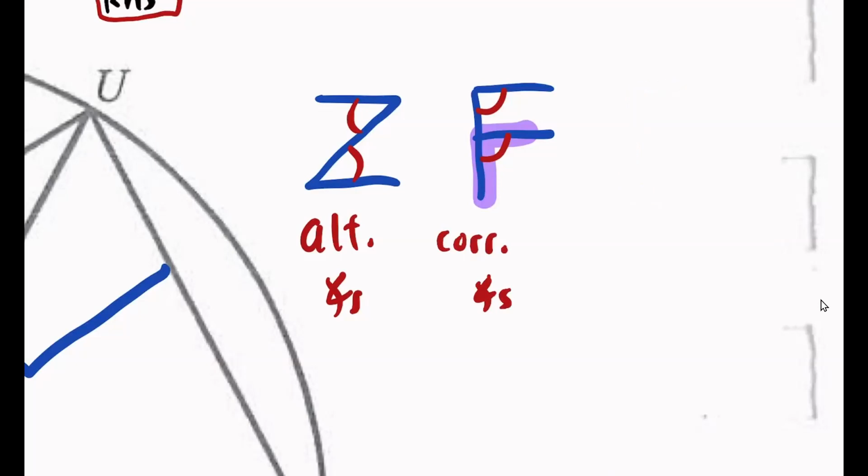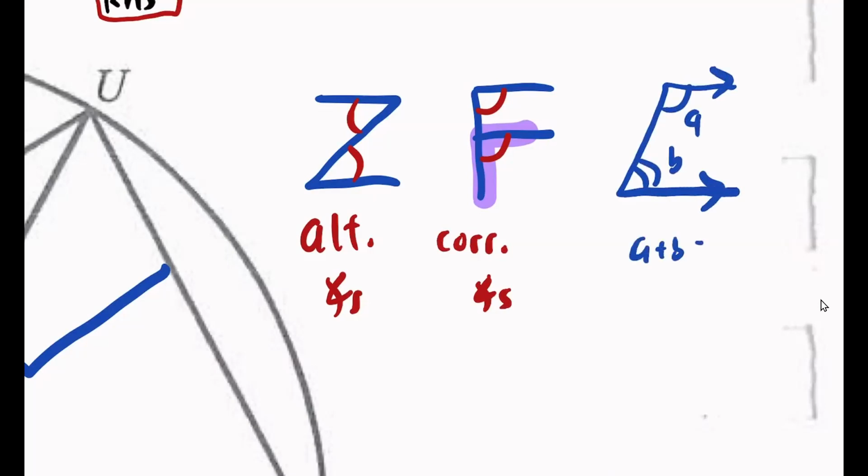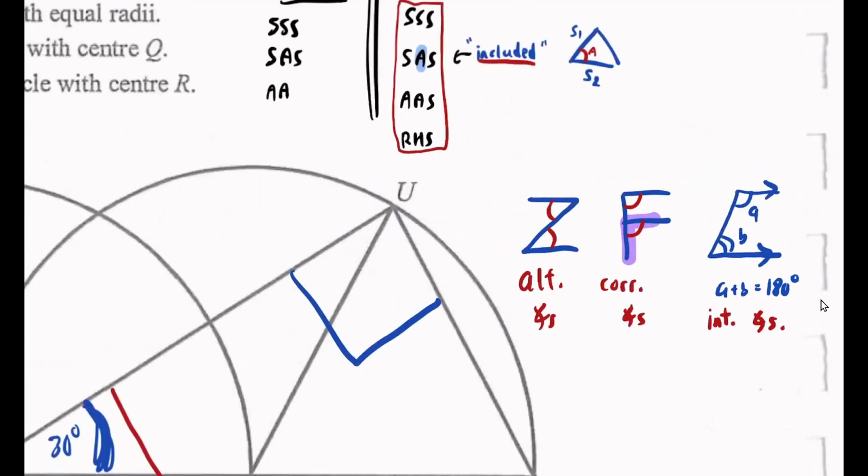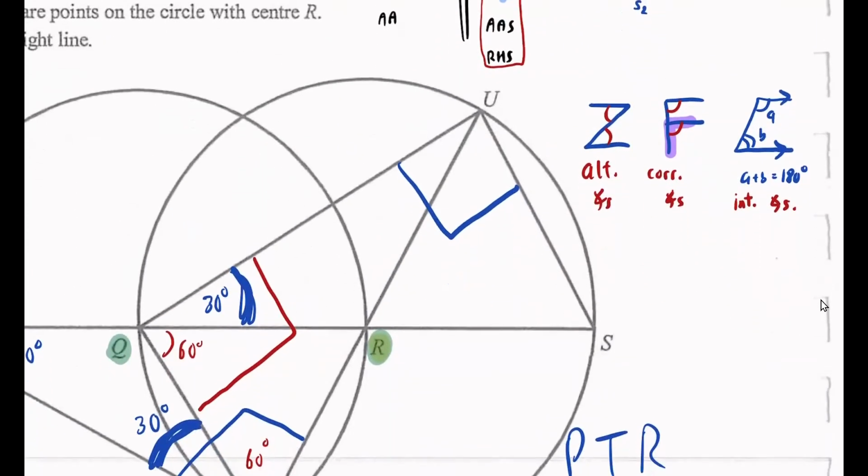We try again. A C shape, parallel. This angle and that angle add up to 180. Yes. Okay. What is it called? Interior angles. Okay, interior angles. Yeah, you know this. So you just need to use either one of these to prove that you have parallel lines.